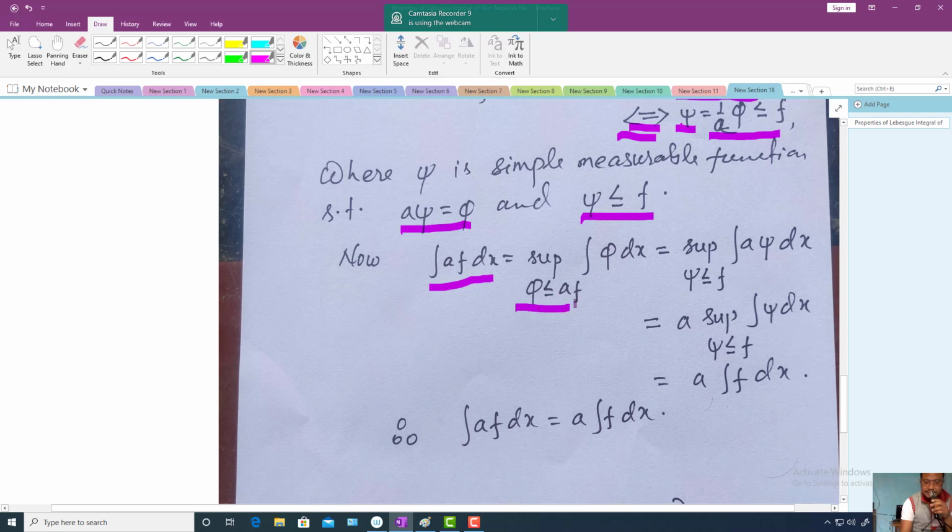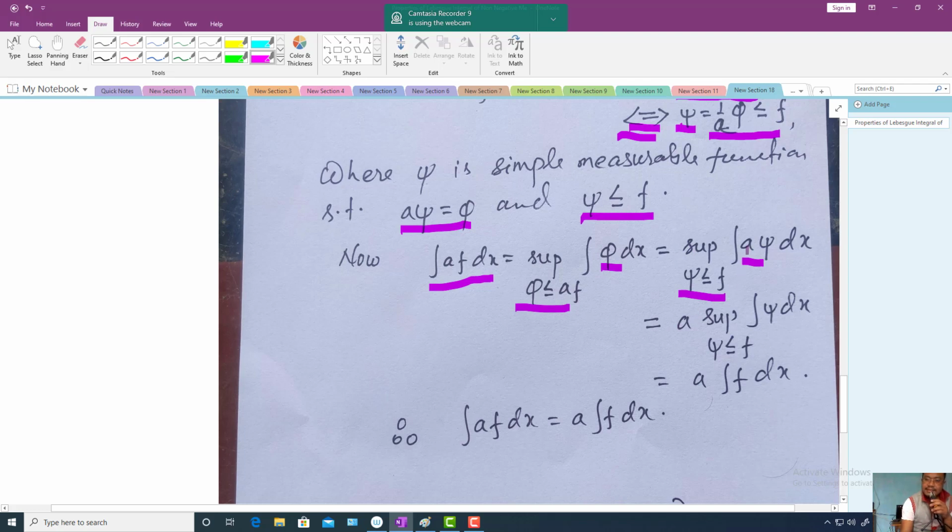Phi less than or equal to af means psi is less than or equal to f. So the supremum over phi is the supremum of the integral of a psi dx, where psi is less than or equal to f. This is true. Then for a simple measurable function multiplied by a constant a, the constant can be taken out of the integration. This we have already done. And a is non-negative, so the supremum doesn't change.